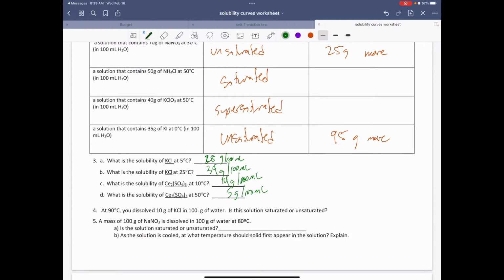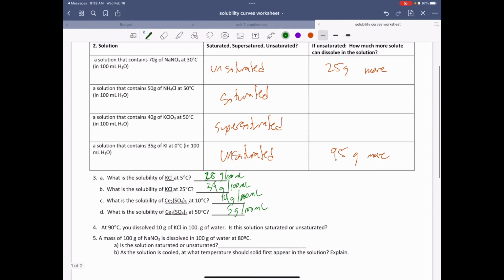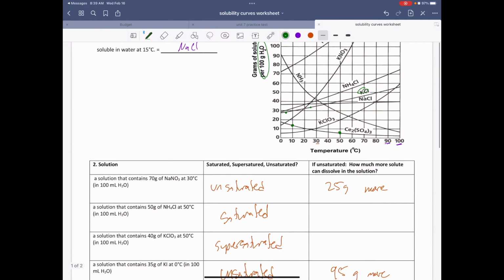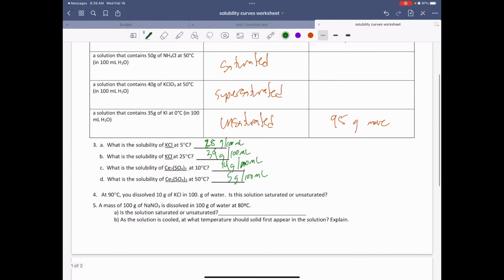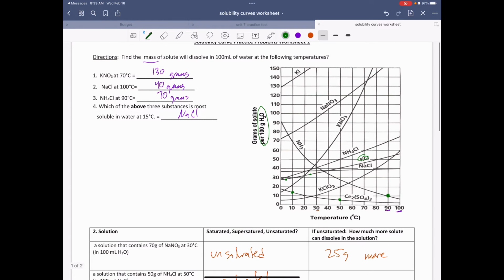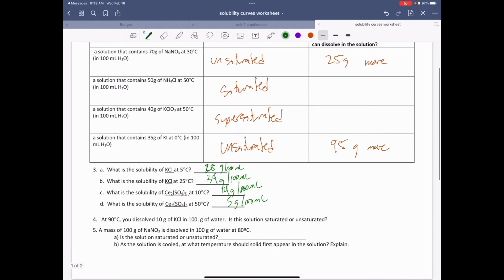At 90 degrees, you dissolve 10 grams of potassium chloride in 100 grams. Is it saturated? Okay, so 90 degrees, 10 grams. That's a dot right there. And we're looking at KCl, where's KCl? That's right here. So that is definitely unsaturated, right? Because you're well below the curve. So that's unsaturated.